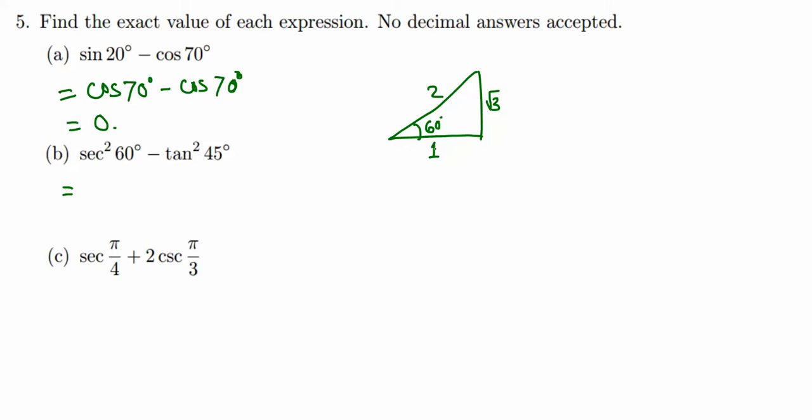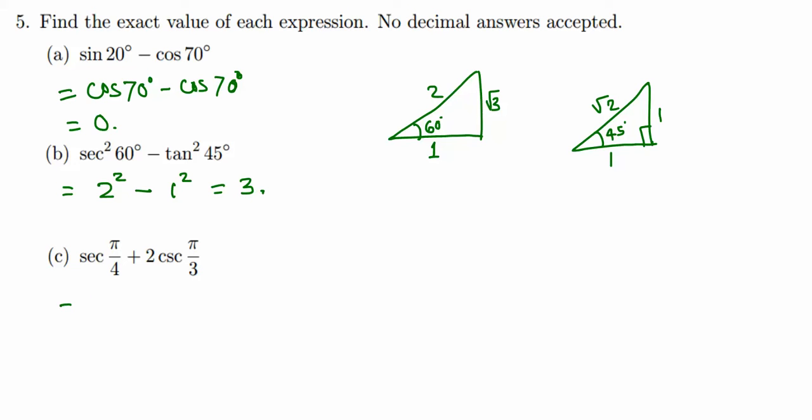Secant is 2 over 1, and we have a square, so that is 2 squared, which is 4, minus the 45 degrees part. For 45 we use the following right triangle. Here is a 45. The sides are 1, 1, root 2, and tangent is opposite over adjacent, 1 over 1. So tangent 45 is 1, and 1 squared is just 1. 4 minus 1 is 3.